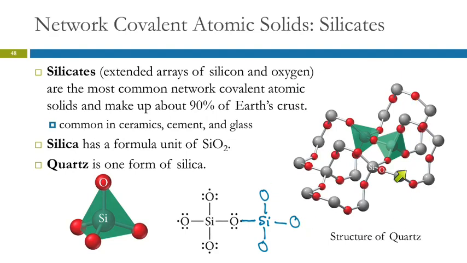So here's the 3-dimensional representation. Quartz is one form of silica. There's different forms. The silicon is bonded to 4 oxygens, and that would be an sp3 hybridization. It would form a tetrahedron. So here we see the silicon and the oxygens are arranged in a tetrahedron. And that goes on throughout the whole solid.